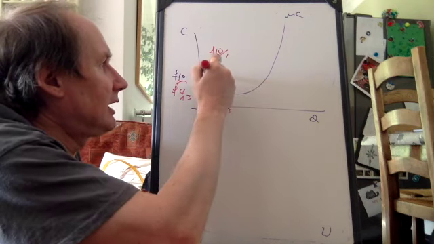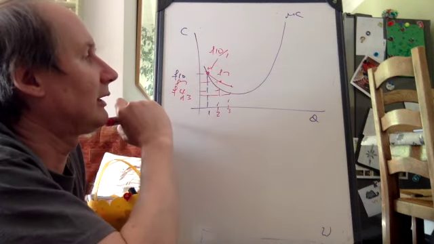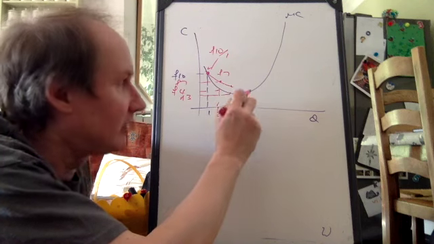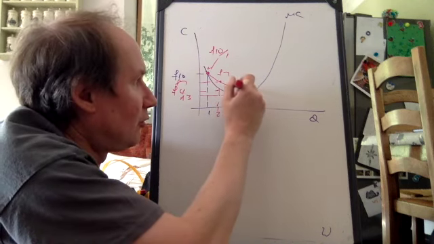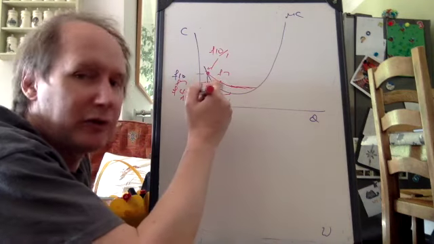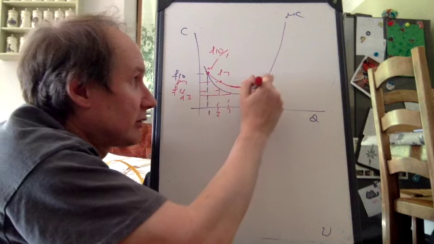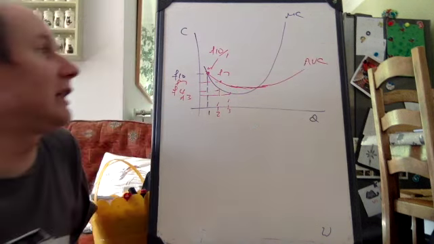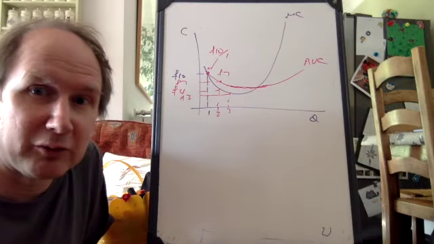So what's happening is your average variable cost is going down like that. As long as the next unit costs less than the current average, the average will fall. As long as the marginal is below, the average falls. As soon as the marginal comes above the average, the average starts to rise. So we have that classic U-shaped average variable cost curve.